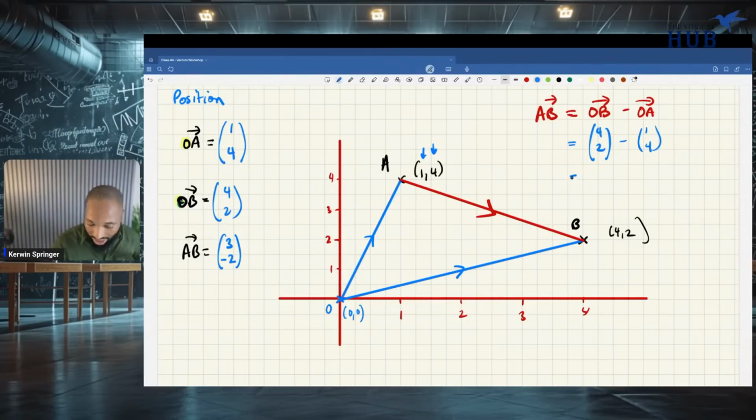Now, I really should take 2 hours and teach this topic. I'm just showing you the formula and how we come about it. But if you search up Kerwin Springer vectors, you'll see a lot of stuff on that. So you can go and watch how that OB minus OA comes across, right? 4 minus 1 is 3, and 2 minus 4 is negative 2. Ladies and gentlemen of the jury, do we not see that it's the same thing? So you can use the formula, and you can use just common sense counting. So that's a quick synopsis on where we are at in vectors.